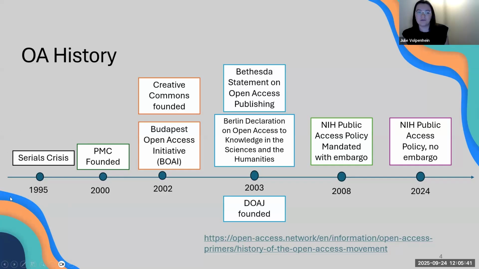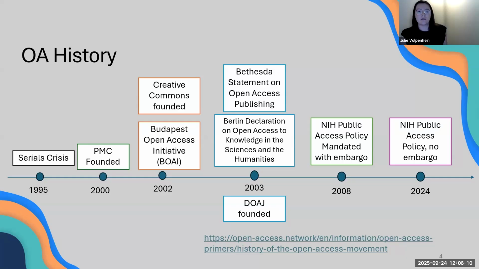The publishers realized, oh, these people need this information, and their prices began to be raised exponentially. Even now, prices are being raised much more than libraries' budgets are being increased. So part of this spurred a huge push in OA. PMC was founded in 2000, so that is one of the largest biomedical databases of freely available articles.